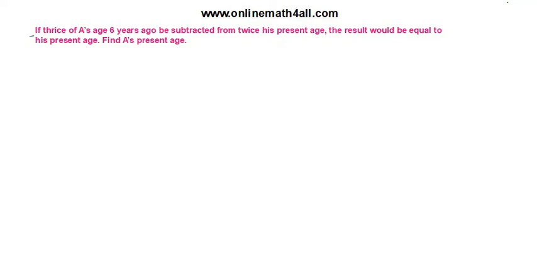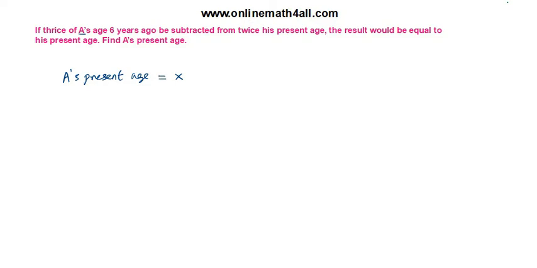So what we have to do is convert this information to an algebraic equation. Once you convert this information to an equation, easily we can solve for the unknown. Okay, so the target of the question is A's age. Since the target of the question is A's age, we can assign a variable for A's age. So A's age can be assumed as x.